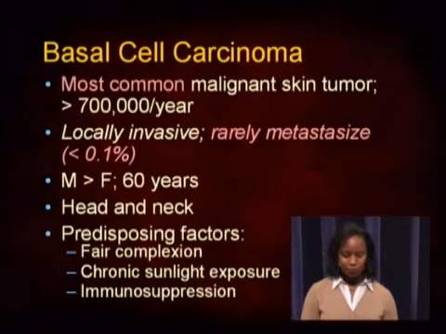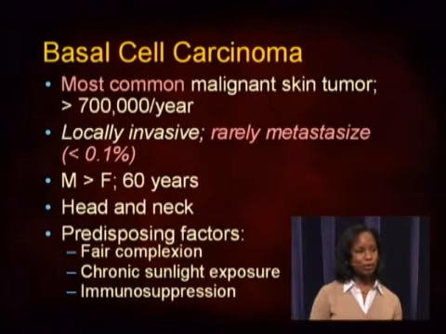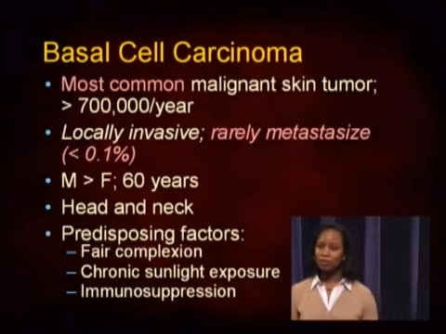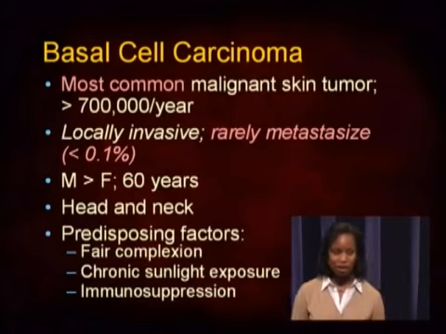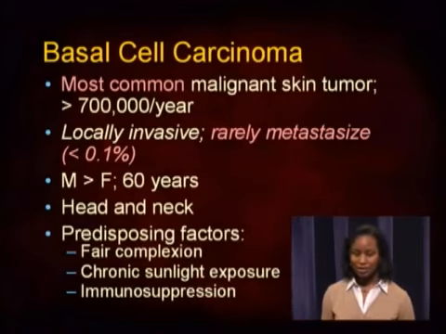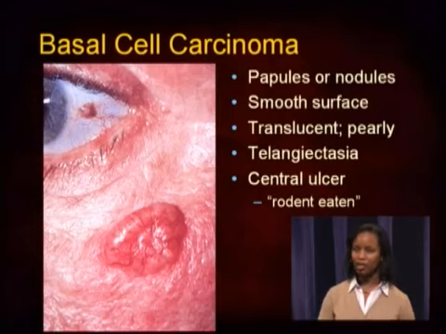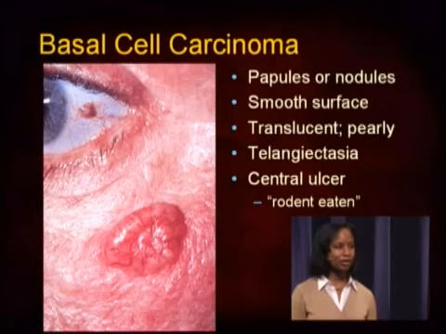As I mentioned, related to chronic sun exposure, it can sometimes be seen in immunosuppression, but squamous cell carcinoma that we'll talk about next is more frequently seen in immunosuppressed individuals, and it is associated with people who have very light skin types. So here's a classic example of a basal cell carcinoma.